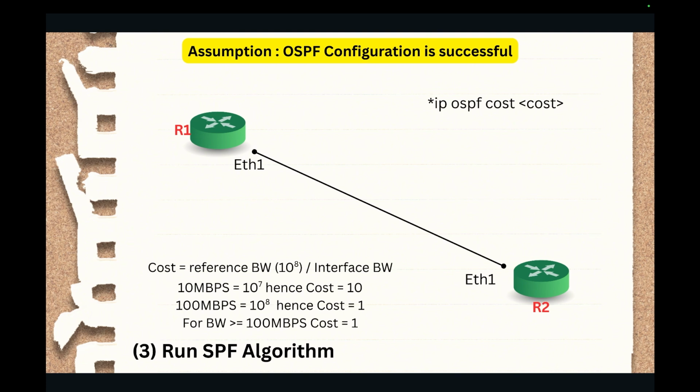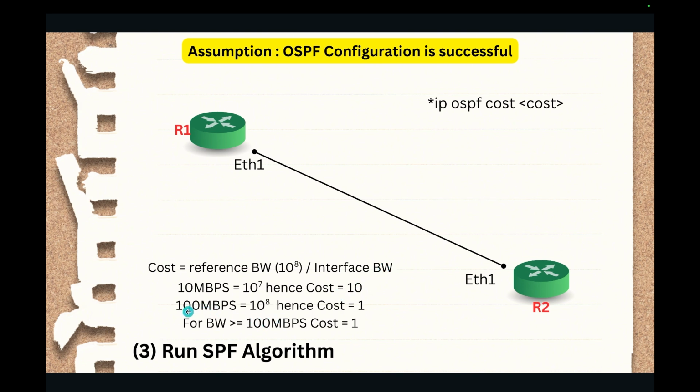The third and last phase is to run the SPF algorithm, and the SPF algorithm will take the best path from the LSDB, from all the LSDBs that it has got. Now the cost calculation is very important. The cost equals the reference bandwidth, which is 10 raised to 8, divided by the interface bandwidth. Let's say the interface bandwidth is 10 Mbps, which is equal to 10 raised to 7. So the cost will be 10, because 10 raised to 8 divided by 10 raised to 7 is 10.